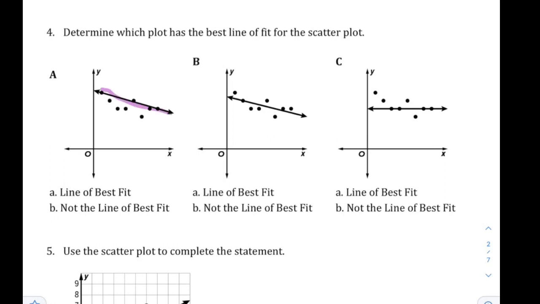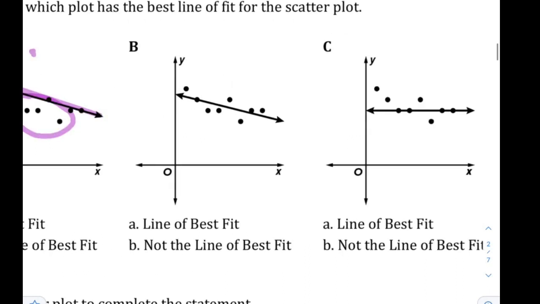In this line, as you see, there are lots of points below the line. Yes, it is passing by 3 points, but the number of points below is 4, while there are no points above. So I don't think it is the best line of fit.